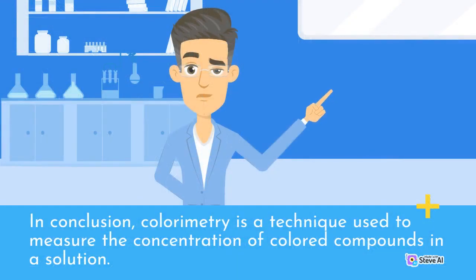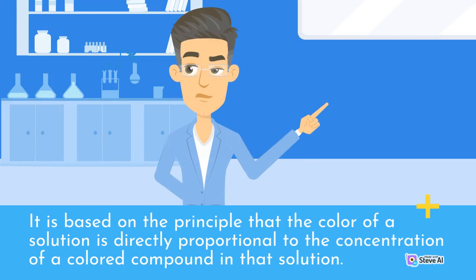In conclusion, colorimetry is a technique used to measure the concentration of colored compounds in a solution. It is based on the principle that the color of a solution is directly proportional to the concentration of a colored compound in that solution.